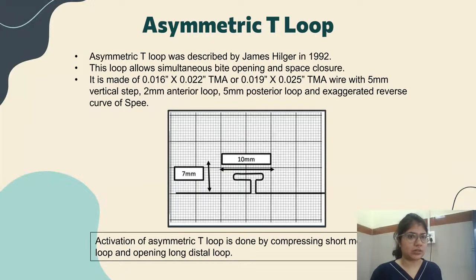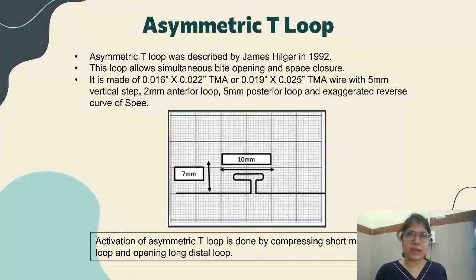Asymmetric T-loop was described by James Hilger in 1992. It is made of 16x22 TMA or 19x25 TMA wire with a 5 mm vertical step, a 2 mm anterior loop, a 5 mm posterior loop, and an exaggerated reverse curve of Spee. Activation of the asymmetric T-loop is done by compressing the short mesial loop and opening the long distal loop.